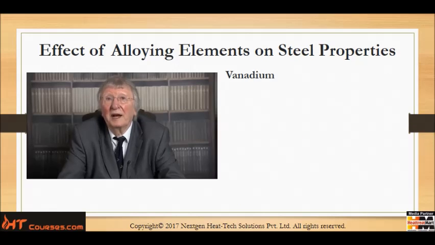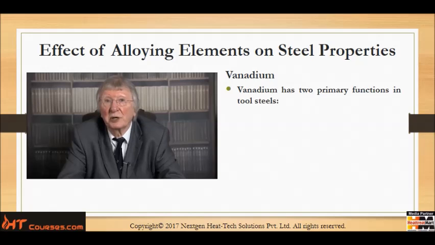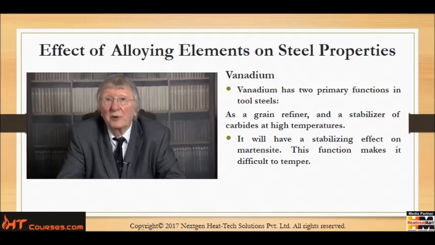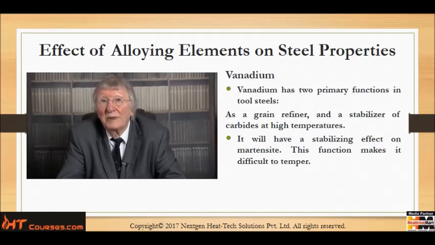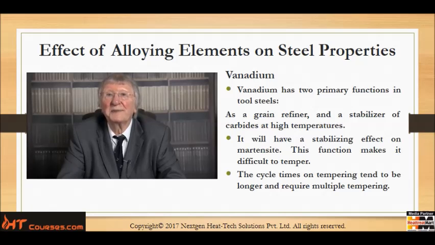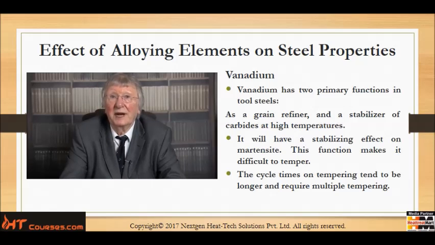Vanadium. Vanadium has two primary functions in tool steels. The first one is as a grain refiner and a stabilizer of carbides at high temperatures. It will also have a stabilizing effect on martensite, and this function alone makes it difficult to temper. The cycle times on tempering tend to be longer and require multiple tempering. In other words, one temper is not enough. We have to do a minimum of 2 tempers.